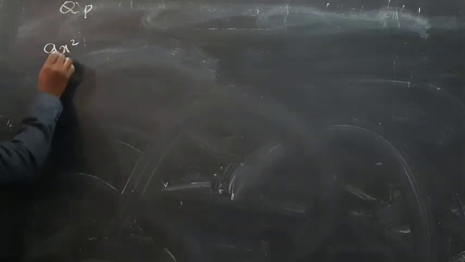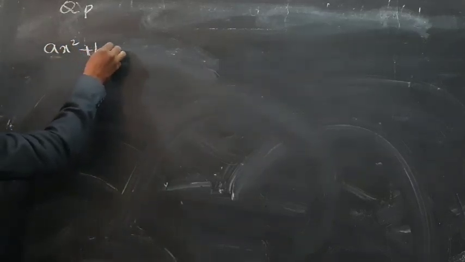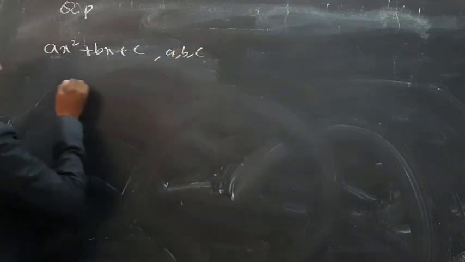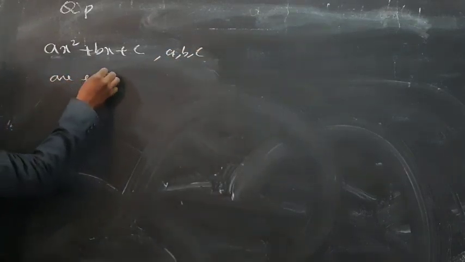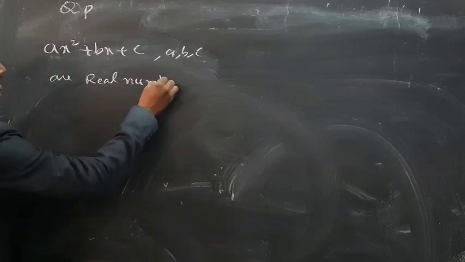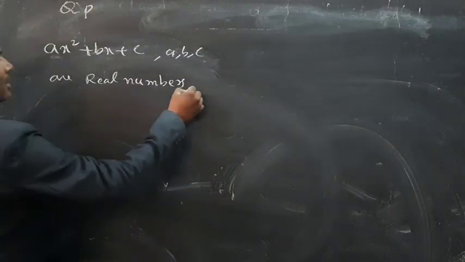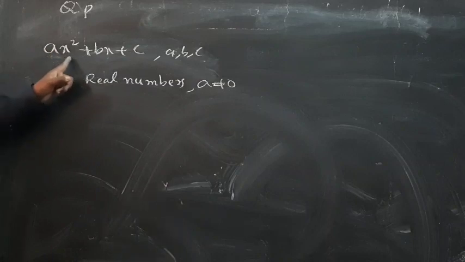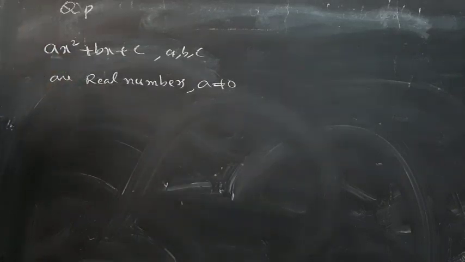Generally, ax square plus bx plus c is called a quadratic polynomial in variable x. a, b, c are real numbers, and the condition should be a not equal to 0. So what is the degree of this one? 2. So it has two zeros.